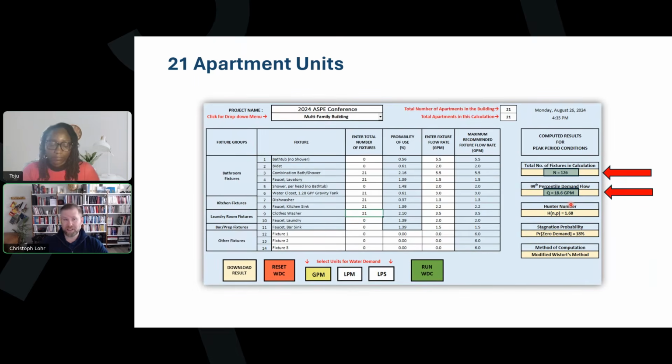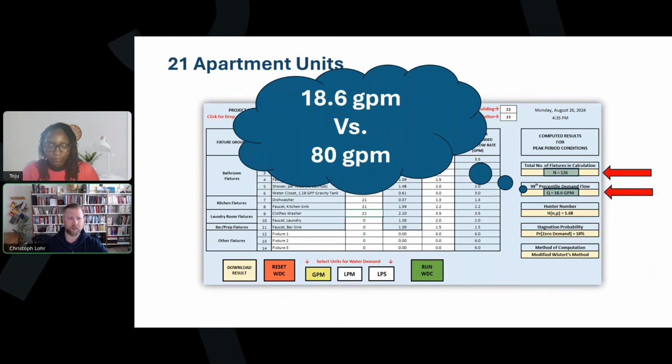So if you were to run this exact same calculation through the Hunter's curve, that peak flow rate was going to be 80 GPM. So we see a difference of, instead of having a main of 80 GPM, we only need a main sized based off of 18.6 GPM.